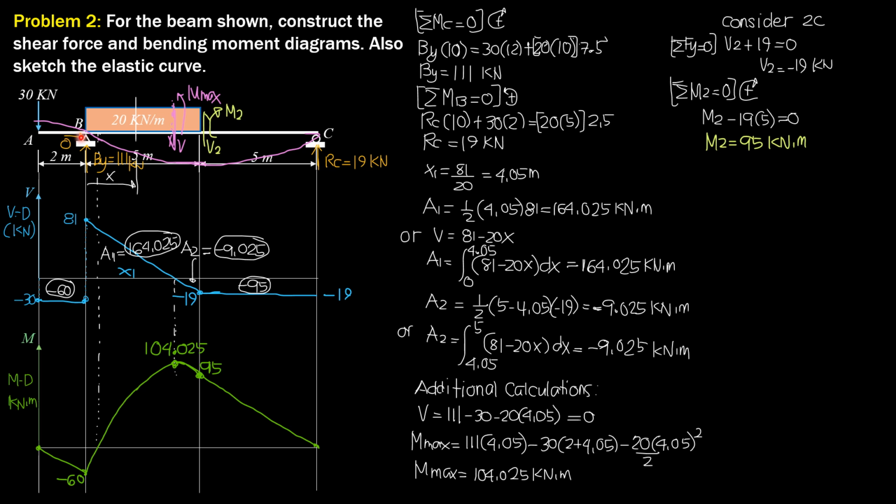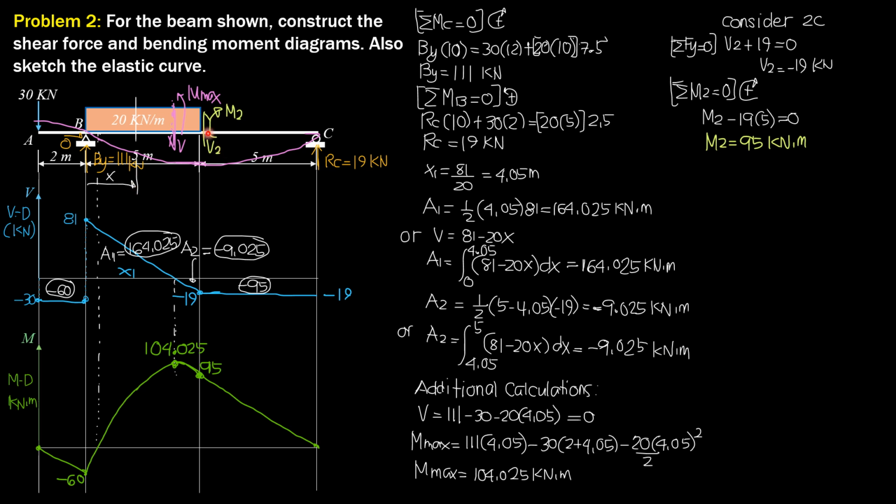6.05 is 2 meters plus 4.05, and minus the moment of this loading, 20 times 4.05 times 4.05 over 2, or minus 20 times 4.05 squared over 2. So you'll get the same answer of 104.025 kilonewton meter.